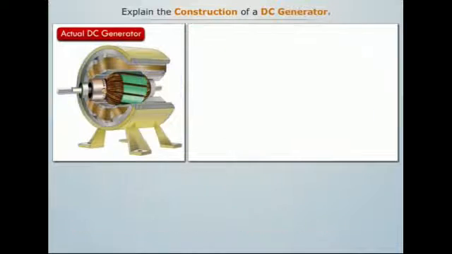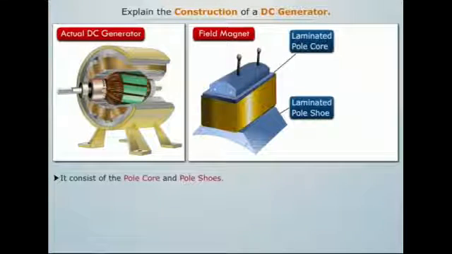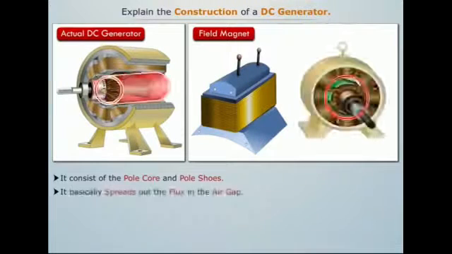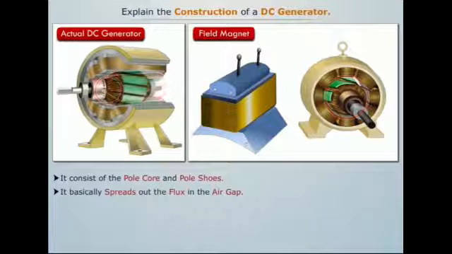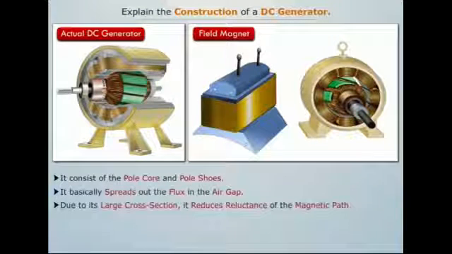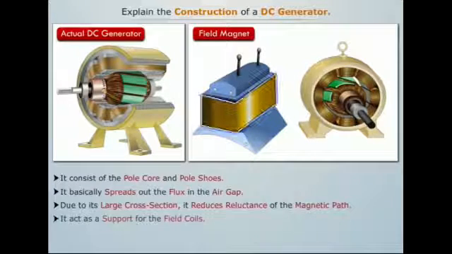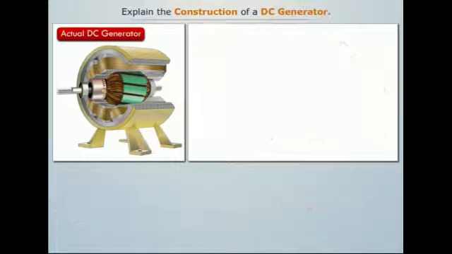The next one, pole. It consists of pole core and pole shoe. It basically spreads out the flux in the air gap. Due to its large cross section, it reduces the reluctance of the magnetic path. Here the energy conversion takes place. It acts as the support for the field coil.